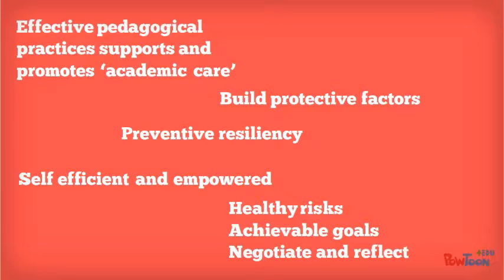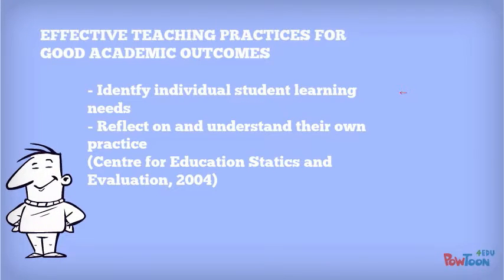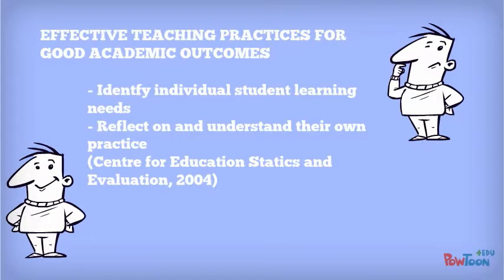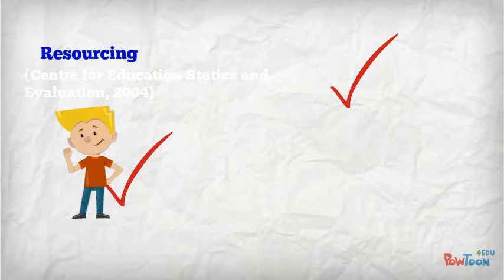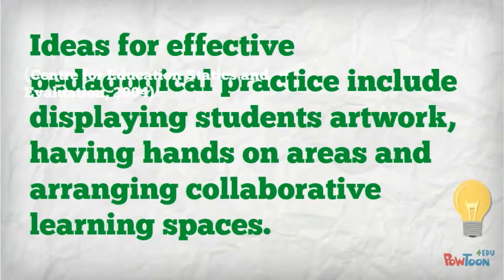Effective teaching practices for good academic outcome occur when teachers are able to identify individual student learning needs and adapt their practice to respond to these needs. It also occurs when teachers are able to reflect on and understand their own practice and how this is affecting student achievement. Effective teaching practices rely on teachers being able to competently select and use high-quality resources, such as IT devices and age-appropriate games. Teachers need to be aware of the design of the classroom. Students learn best when the classroom is a happy, supportive and engaging place.